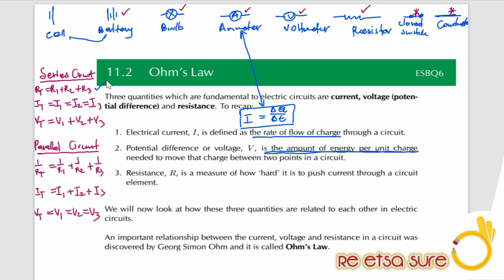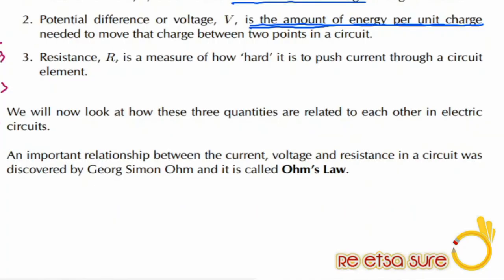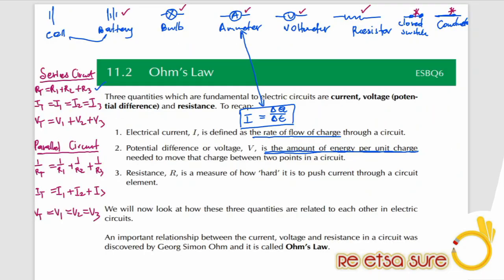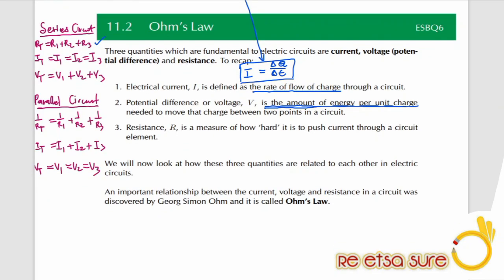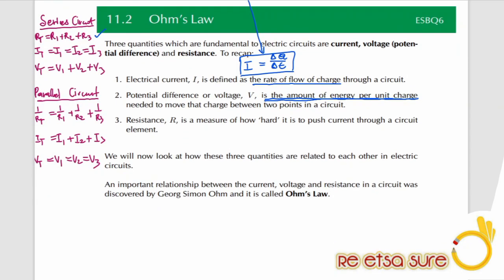Okay, so now we will look at how these three quantities are related to each other in an electrical circuit. An important relationship between the current, voltage and resistance in a circuit was discovered by Simon Ohm, and it is called Ohm's law. It is called what? Ohm's law. So now, my beautiful learners, let's check. Let us state Ohm's law.